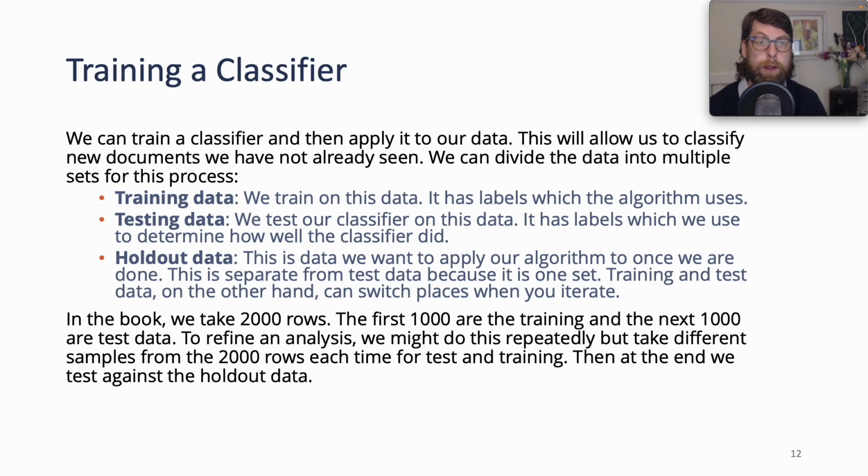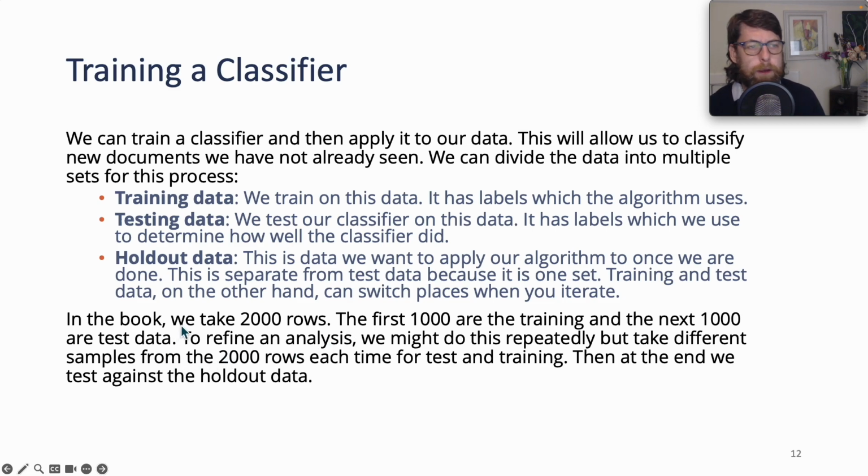But that's how we alternate between training and testing data. At all times, we want to keep some extra data as our holdout data that we can apply that classifier to. So in the book, we take 2,000 rows of the Stack Exchange data, and you'll notice here that for the book, I've taken the first 1,000 for training, and then the next 1,000 for test data.